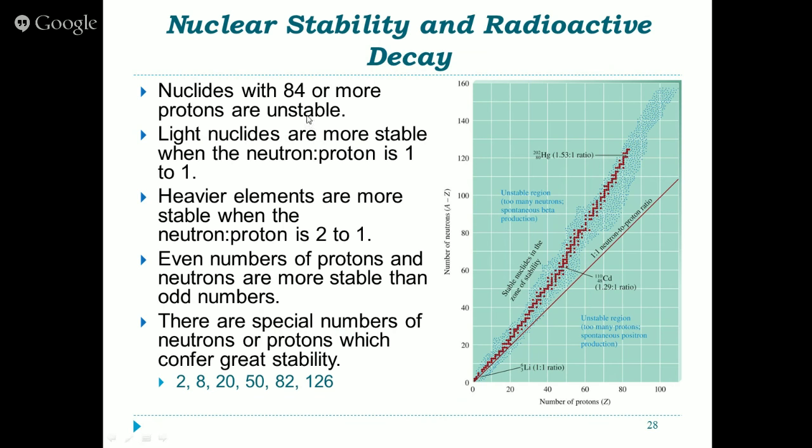So here's a list of some general rules for looking at how stable a nucleus will be and what type of decay it might undergo. Nuclides, or nucleons, which simply means looking at a specific isotope of an element: when we have 84 or more protons, they are unstable. So the bigger your atom gets, the more unstable it becomes. This is because we have to think about the electrostatic interactions, and electrostatic just means positives and negatives interacting with each other.